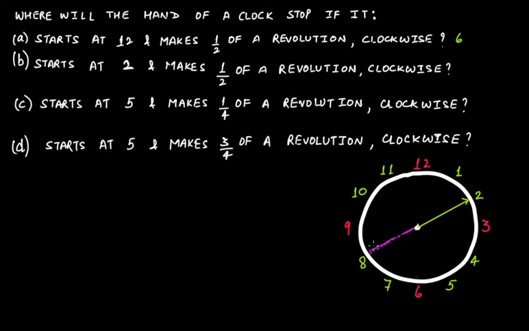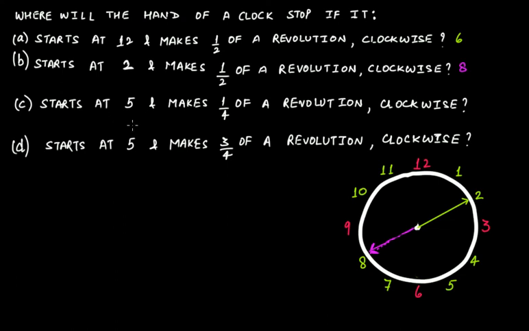This is at this position, that is 8. Why? Because half of a revolution means 2 right angles, and if your hour hand turns through 2 right angles, then it has rotated through 6 intervals. So first interval 2 to 3, 3 to 4 is the second, 4 to 5 is the third, 5 to 6 is the fourth, 6 to 7 is the fifth, and 7 to 8 is the sixth interval. So this will be the position. So in this case the answer is 8.